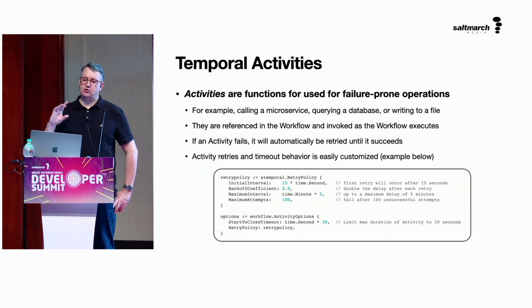If you need to do failure-prone activities, such as querying a database or writing to a file or calling a network service, you would call that in a separate function. Separate from the workflow, you would put it in a function called an activity.